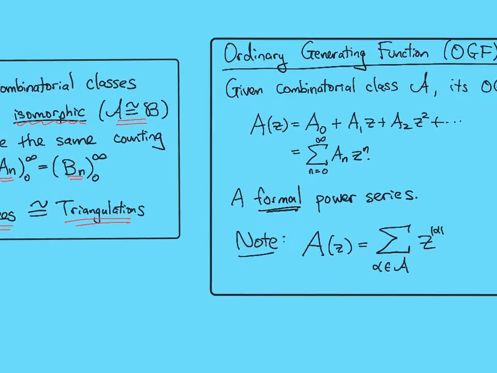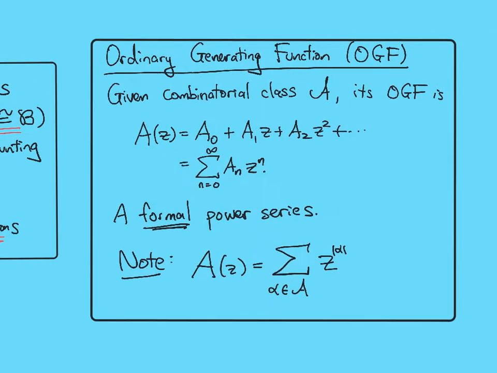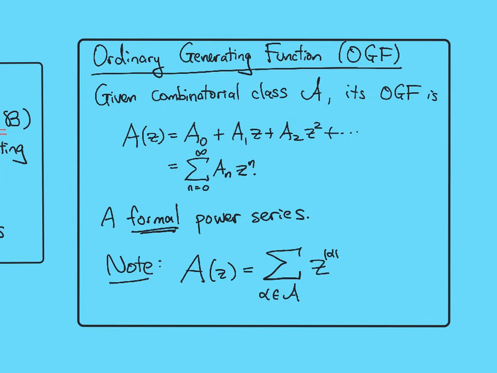Okay. So now it's easy to associate an ordinary generating function to a combinatorial class. So given a combinatorial class A, its ordinary generating function, OGF will be our abbreviation, will be A of z, and so its coefficients will just be the terms of the counting sequence, A0 plus A1z, A2z squared, and so on, which we can write as an infinite sum here. And we'll be thinking of this just as a formal power series. Initially, we don't worry about convergence right now. You can treat it just as an algebraic object.